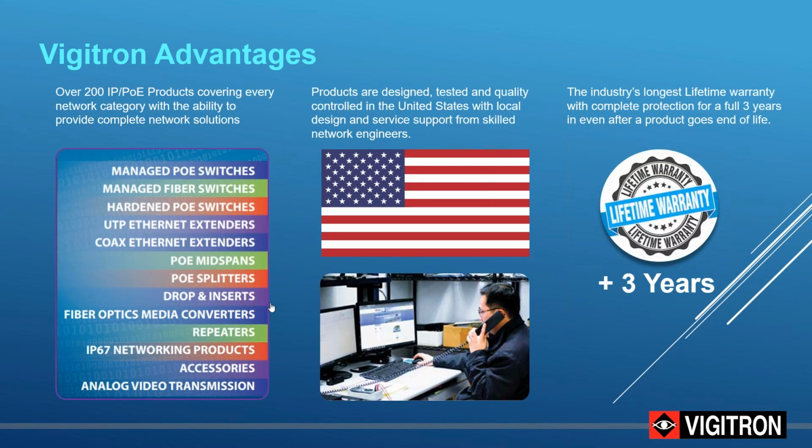Why can we do it? Because Vigitron is the only manufacturer that offers families of products, over 250, in every single category of networks. So we can put together complete network designs, in many cases even offering more than one particular design and explaining the differences, but never less than reliability. This is important because by getting your products from one source, you avoid the finger pointing and the blame that's normally put on manufacturers or between manufacturers of different network components. Our products are designed, tested, and quality controlled in the United States with local support from engineers that you can access. We have the industry's longest warranty, which is production lifetime plus 3 years, meaning that even after your product goes end of life, you still have a complete 3-year warranty.